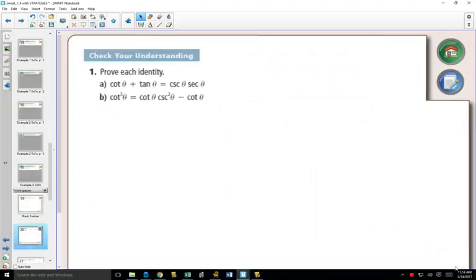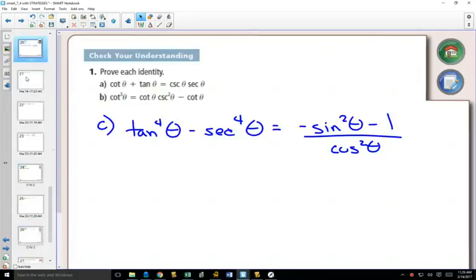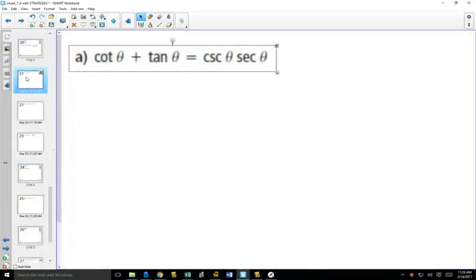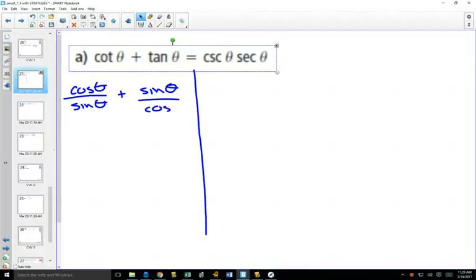We'll do this one off to the side. For our first one, cotangent plus tangent equals cosecant secant. Watching you guys coming around, most of you chose the strategy of changing things to sine and cos. So cotangent is cos theta over sine theta. Tangent is sine theta over cos theta. And cosecant is 1 over sine theta. And secant is 1 over cos theta.